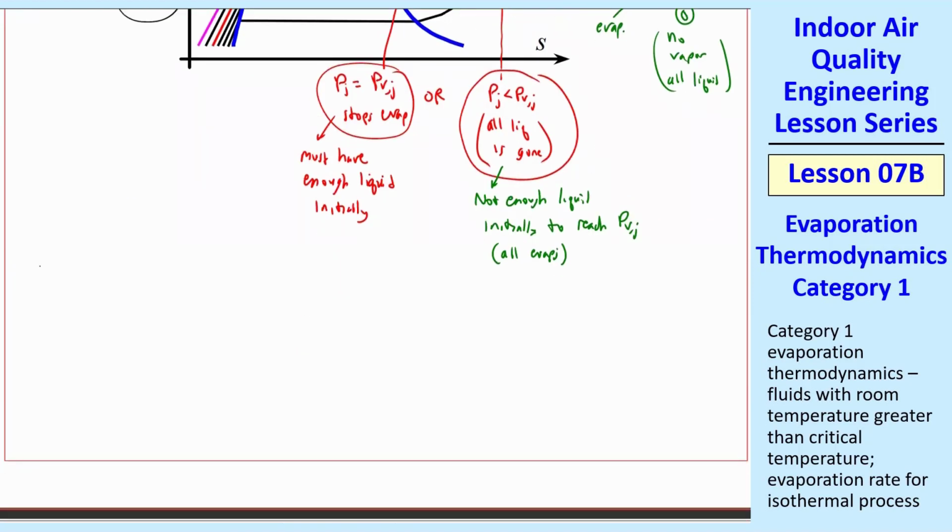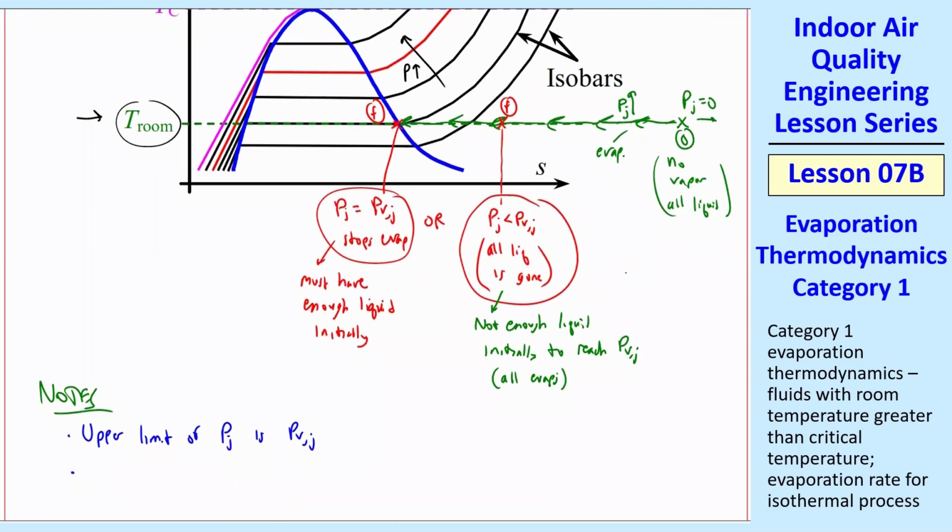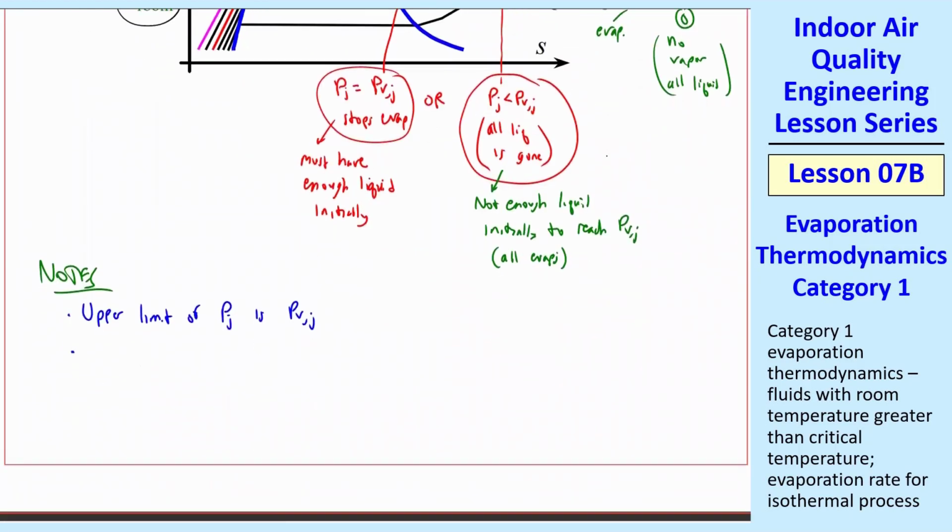So just a few notes. The upper limit of PJ is PVJ. We're never going to get higher than that. You can't, because it would start condensing and go back to PVJ. So you can't have more PJ than PVJ, just like relative humidity can't be more than 100. By the way, this works for water too. You can do this to solve relative humidity problems as well for water, but we're typically talking about chemicals.